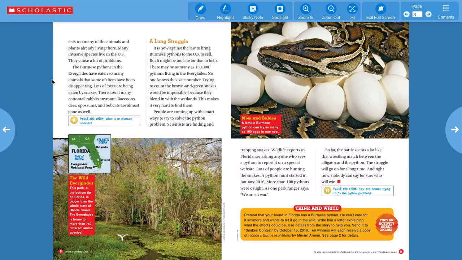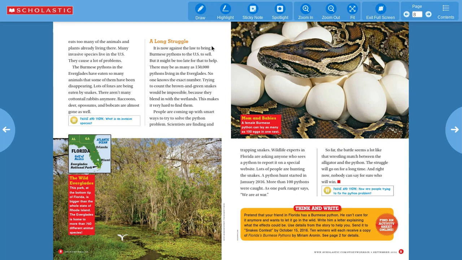So, what is an invasive species? An invasive species is a species that comes in and takes over, starts getting rid of other animals, and then our ecosystem can't work the same way. So, it's not a good thing.